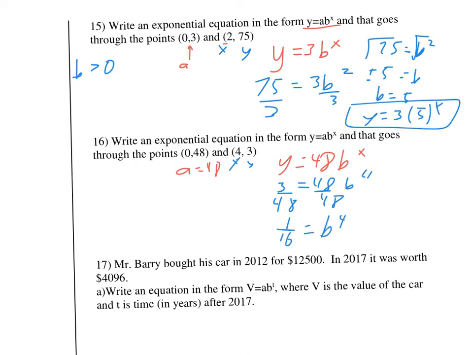And so now I'm going to do the 4th root. Now, if you don't know where your 4th root button is, I actually like to raise this to the 1/4 power. That is the same thing as the 4th root, but sometimes it's a little easier to type that in. Do make sure, though, you put that in parentheses as you're typing it in the calculator. So 1/16 to the power of 1/4. And that's going to give me 0.5, which I know means b is 1/2. And so I'll say y equals 48 times 1/2 to the power of x.